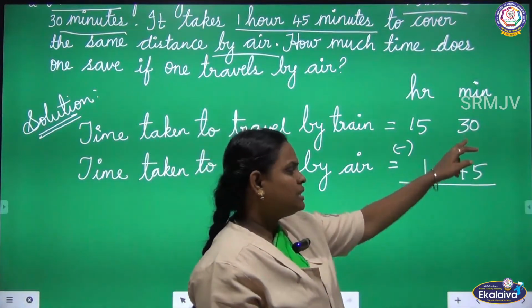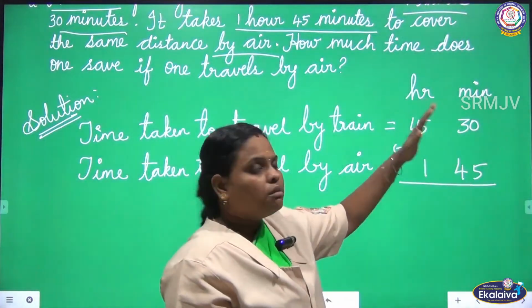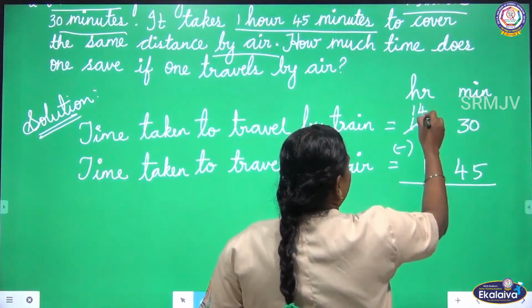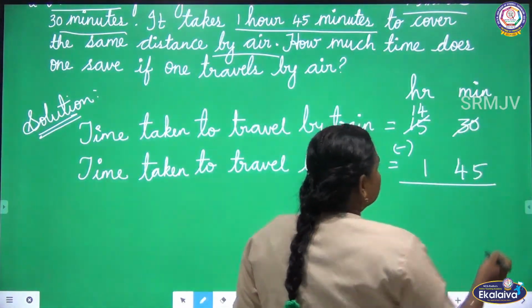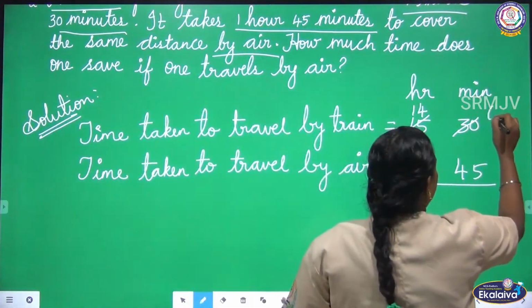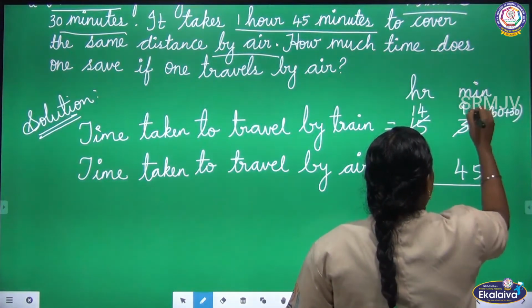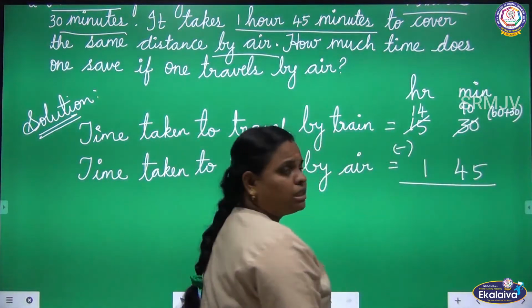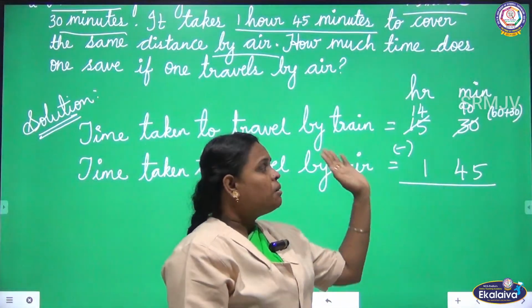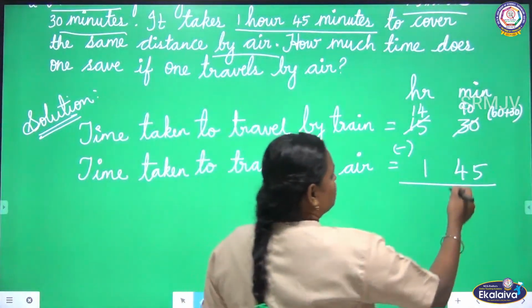See, listen, here 0 minus 5 we can't subtract. So what we have to do? We have to borrow from hours. So hours becomes 15 becomes 14, then 30 becomes, so 1 hour equal to 60 minutes. So 60 plus 30 is 90, because 1 hour equal to 60 minutes. That's why we are adding 60 plus 30, because we are borrowing from hour. So 90 minus 45. Now we can subtract.